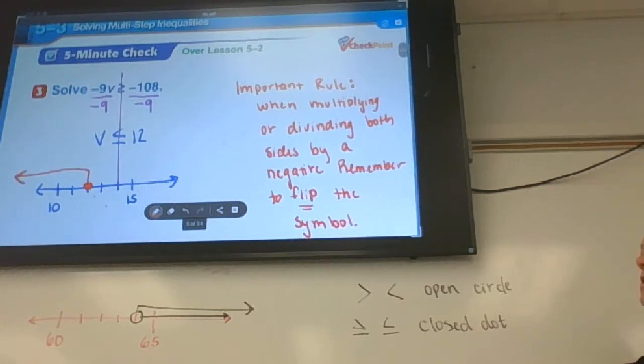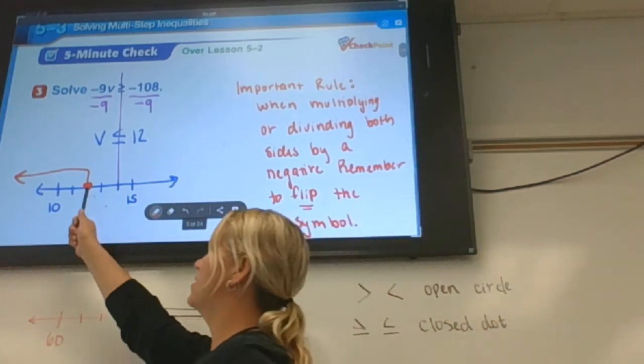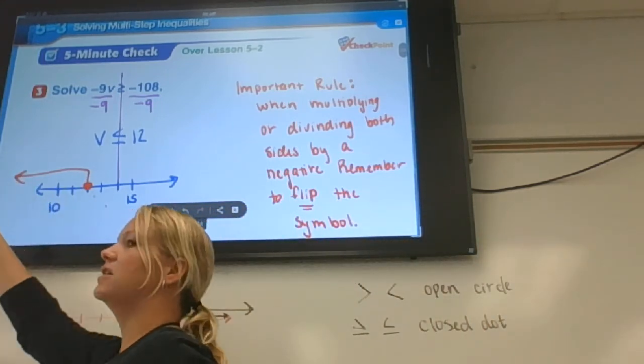Yeah, V is less than or equal to 12 is the closed dot, and this goes to the left.